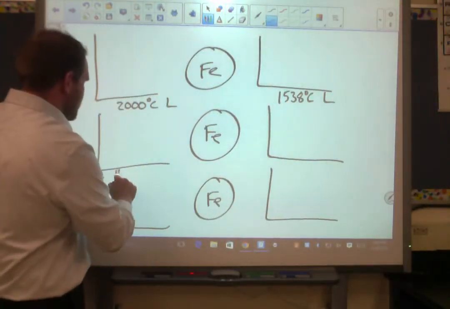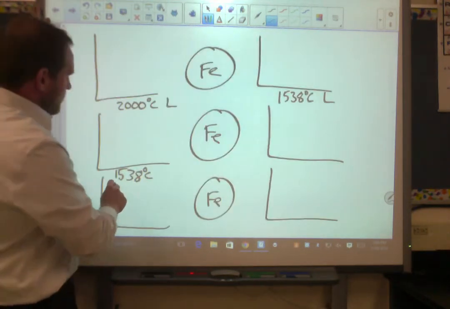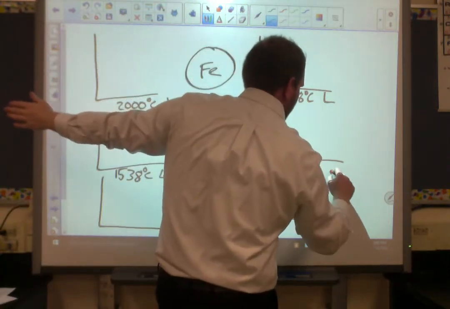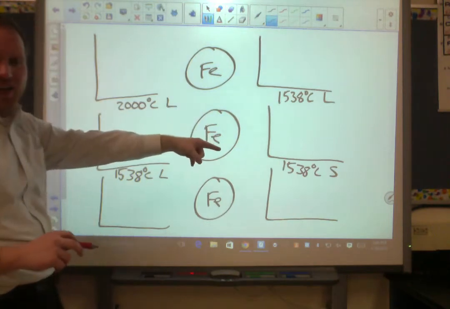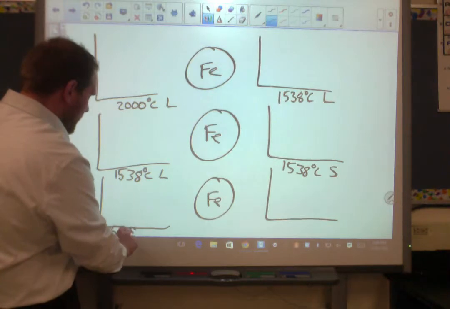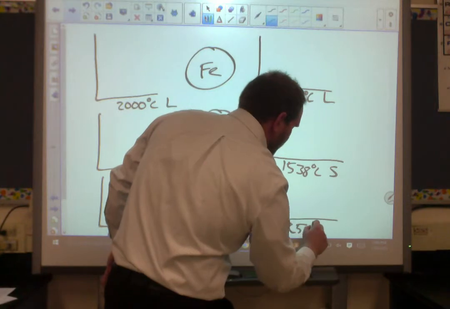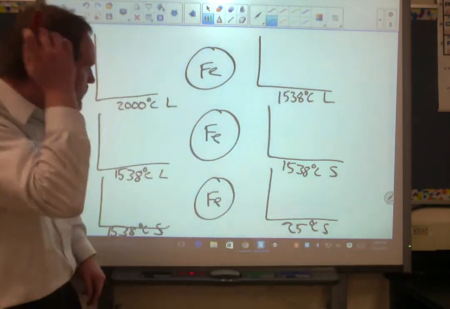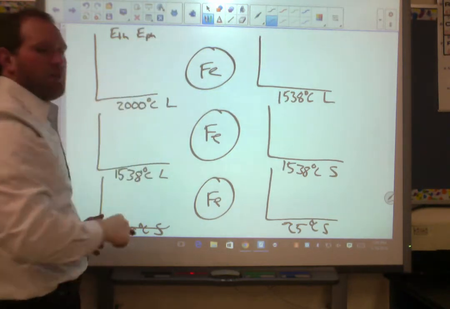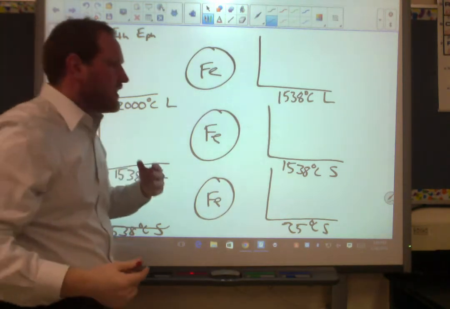So we're going from 1538 degrees Celsius, is that right? Yeah. Liquid to 1538 degrees Celsius solid. And now that it's solid at 1538, now it can cool down to room temperature. So 1538 degrees Celsius solid down to 25 degrees Celsius solid. Okay. ETH, EPH. Remember, we're just cooling it down. There's no chemical change happening here, so no ECH is needed.